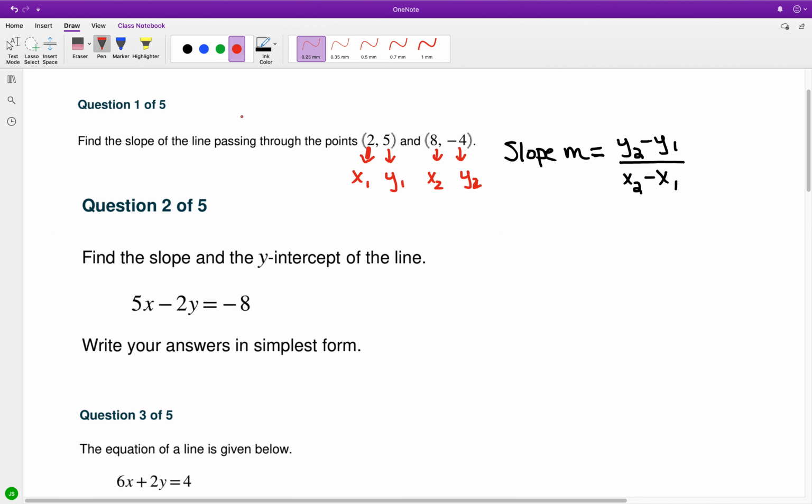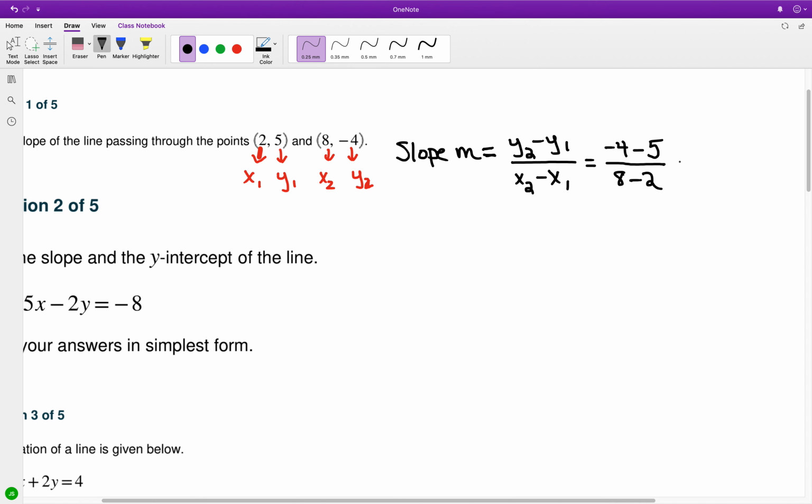Now, for the slope, we have the slope formula, the rate of change of y with respect to that of x, y2 minus y1. With y2, we have -4, and minus y1, so minus 5. For x2 minus x1, we have 8 minus 2.